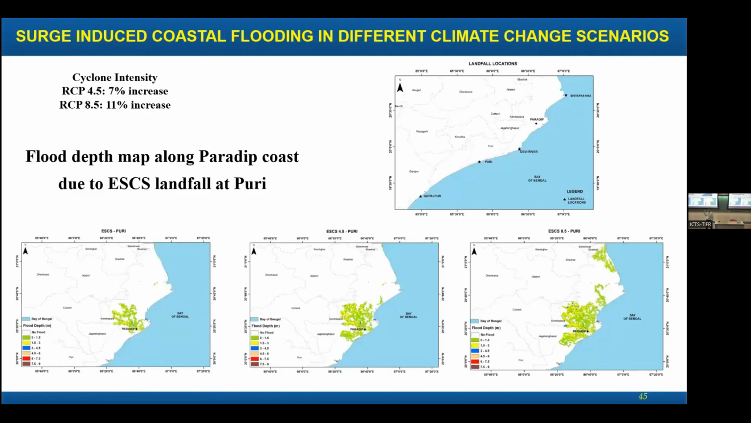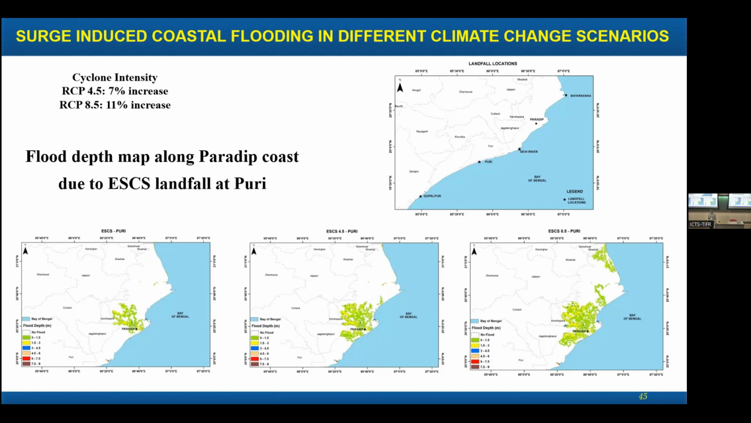So all these things, anything we do, should be for society. So finally, what we do is find out the surge: let us say the cyclone comes and impacts at some location, then what will be the extent of flooding? That is what we calculate. And we tried to again extend it to climate change scenarios.